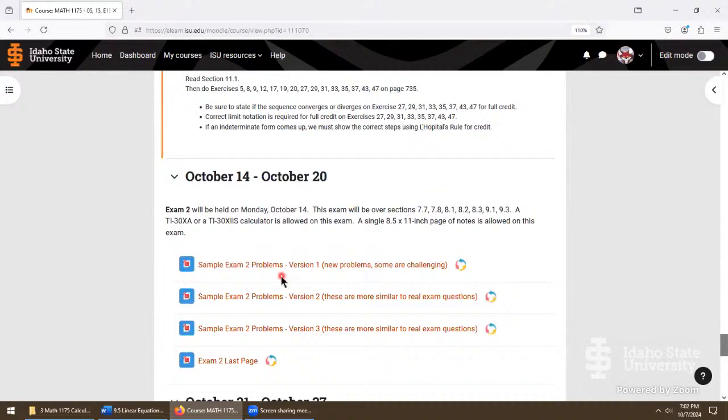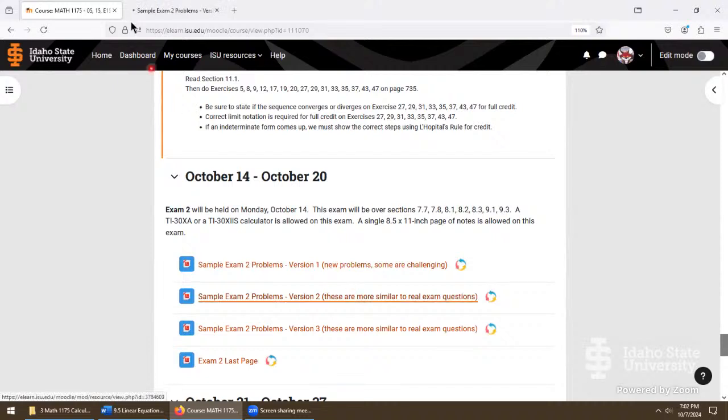Other things that are posted here are just like we had on exam one. Version one of the sample exam two problems has some pretty challenging problems, but it's a good set of fresh problems if you'd like to take a look through there. Solutions at the very back. The sample exam two problems I put here, these are more similar to real exam questions. My emphasis on both of these is just to say some of these problems that are very challenging obviously cannot be a real exam question.